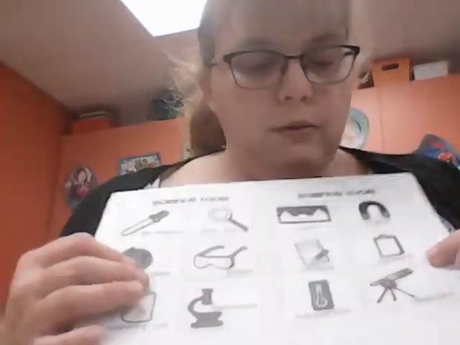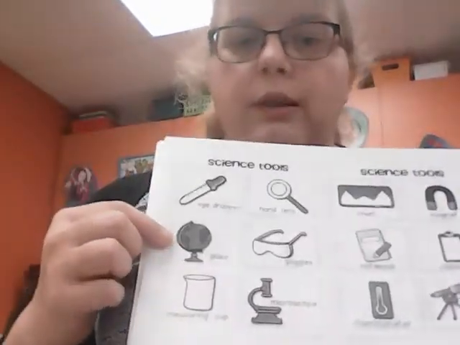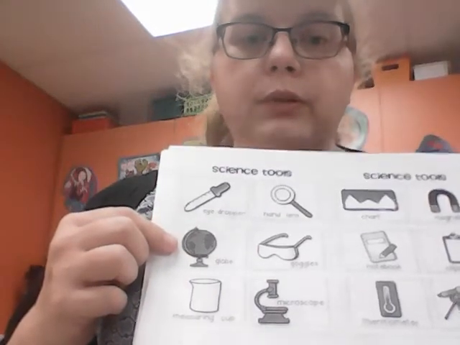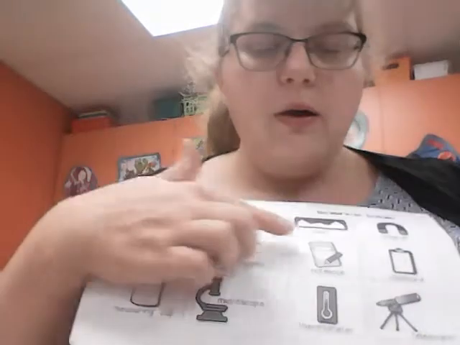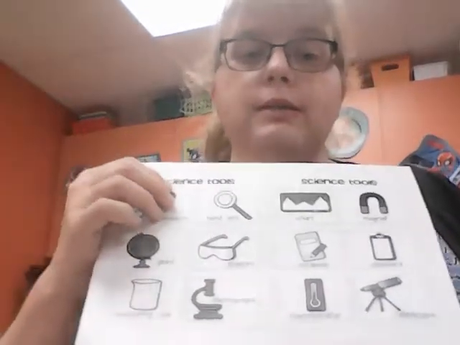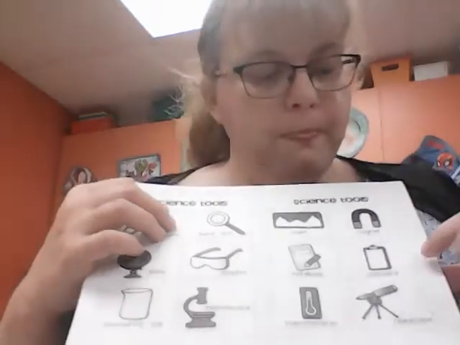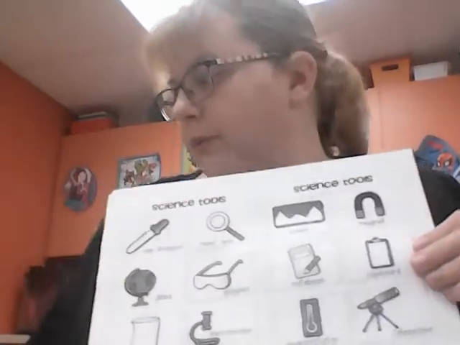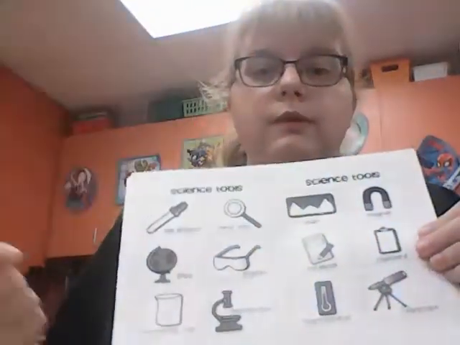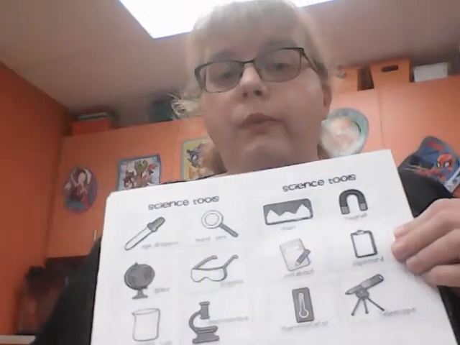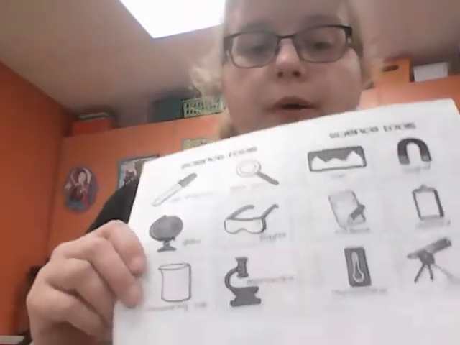Magnets. Then we have over here a globe, which is a representation of our Earth. We talked about that. Goggles protect our eyes. Notebook. Good scientists take notes. They make observations. Clipboard. We have clipboards. This way we don't have to sit at a desk while we work. We can use our clipboards and walk around.